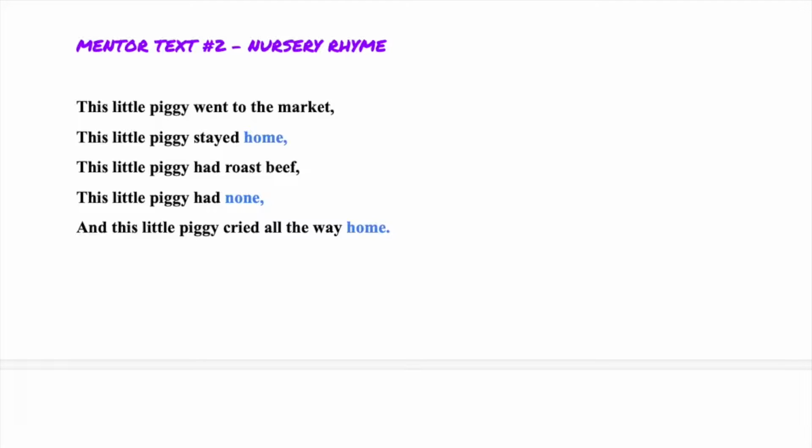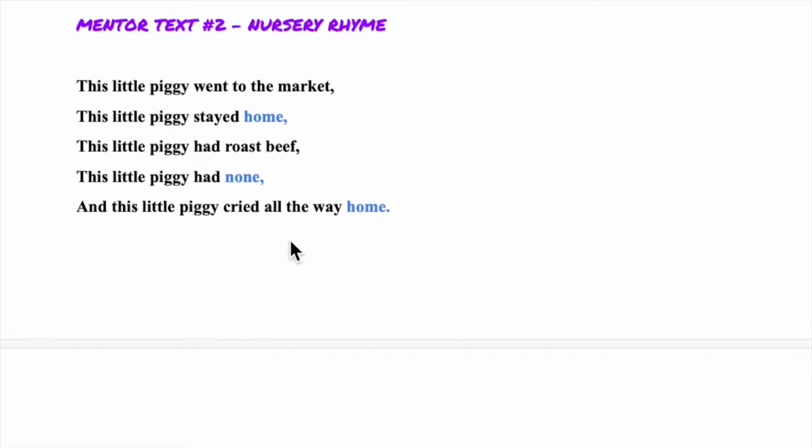Okay, let's take a look at one more mentor text before we try this on our own. This is a nursery rhyme many of you may know called This Little Piggy. We're going to do the same thing as before. This little piggy went to the market, this little piggy stayed home, this little piggy had roast beef, this little piggy had none, and this little piggy cried all the way home. Here there is slant rhyme between home and none. Saying it fast will almost sound like a perfect rhyme.